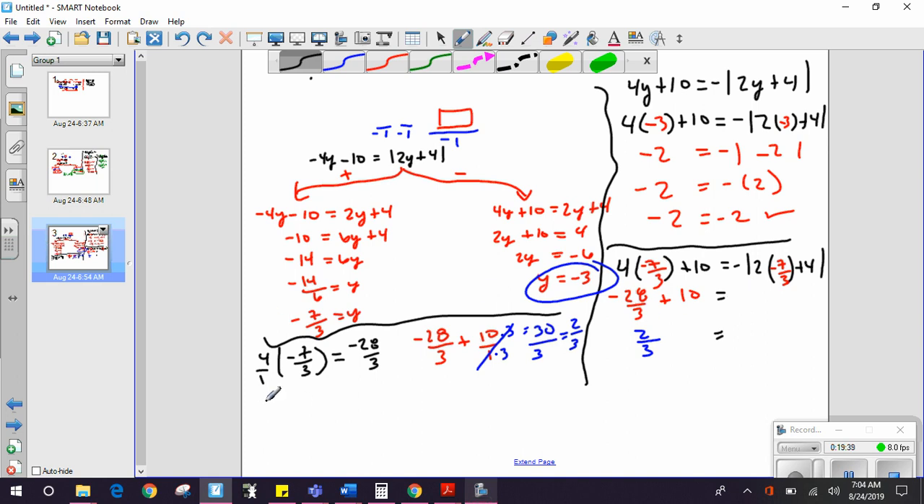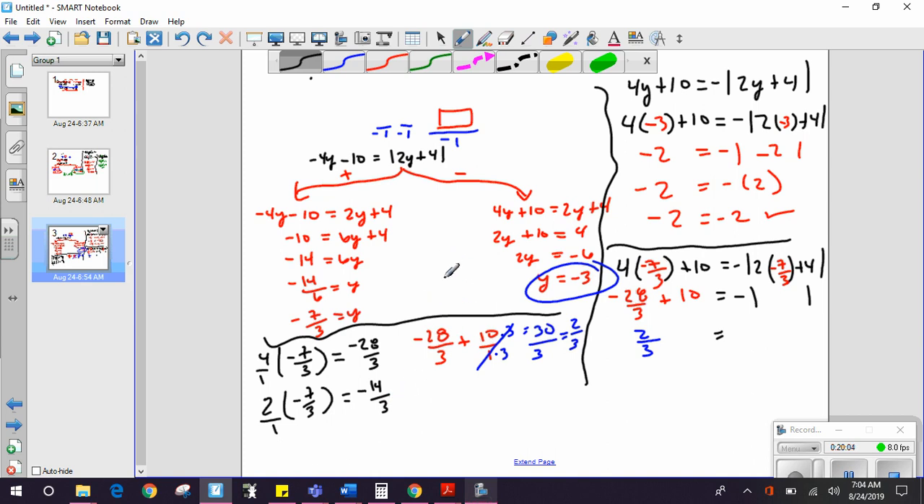So now inside the absolute value, I have 2 times negative 7/3. So again, you put 2 over 1 and multiply the numerator with numerator, denominator with denominator. So that gives me a negative 14 over 3.